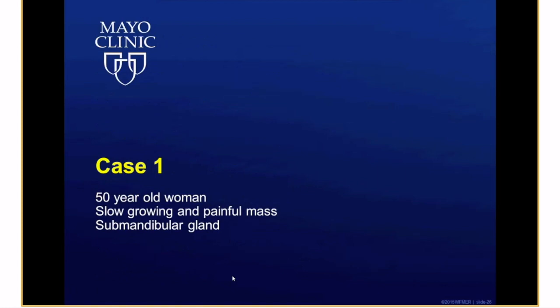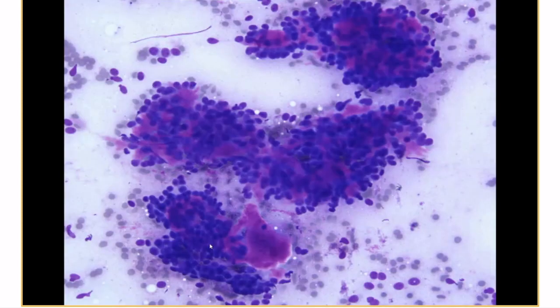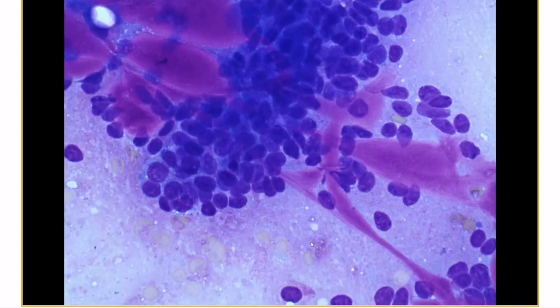So we'll start with our challenging cases. Our case number 1 is a 50-year-old woman, and she has a slow-growing and painful mass in the submandibular gland. On this Diff-Quik stain, you can see these basaloid cells, very high N/C ratio, somewhat hyperchromatic. They are sticking to this matrix. They are not diving and squeezing into the matrix. They are just surrounding the matrix. It's very dense hyaline matrix.